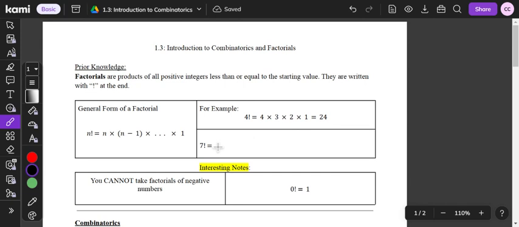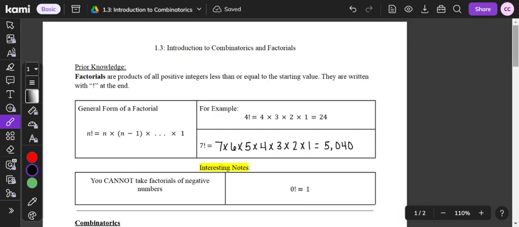So in this box, it's left blank. It says 7 factorial is equal to what? I want you to pause the video and see if you can write out what you think 7 factorial will be. I will give you the answer in 3, 2, 1. All right, if you wrote out 7 times 6 times 5 times 4 times 3 times 2 times 1 and put that in a calculator and got 5,040, then you are correct. That is what 7 factorial is.